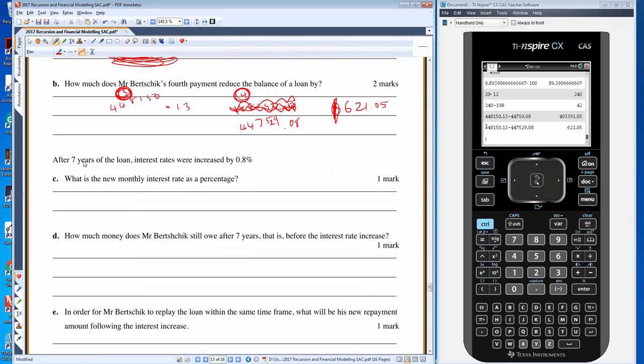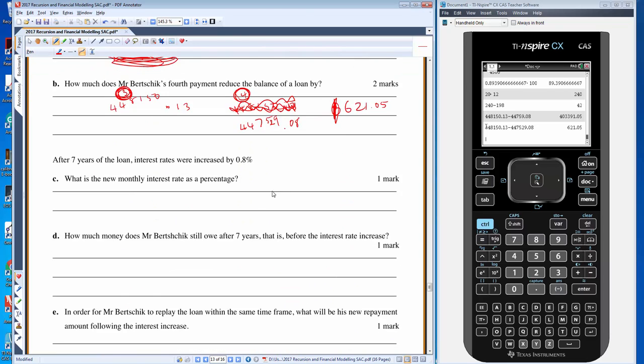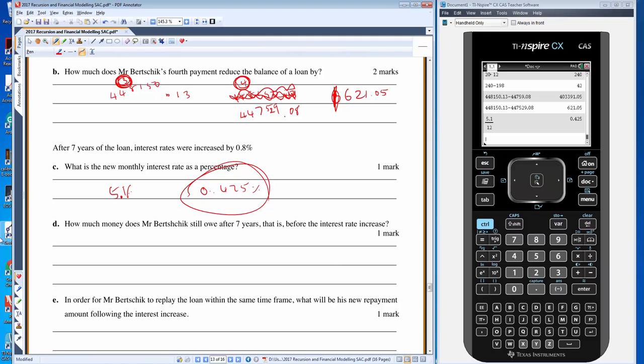Alright, after 7 years of the loan, interest rates were increased by 0.8. What's the new monthly interest rate as a percentage? It was originally 4.3% per annum. They jumped by 0.8, so that's 5.1% per annum. That got you half a mark, and then you needed to divide the 5.1 by 12, so that's 0.425%. That was the answer to that.